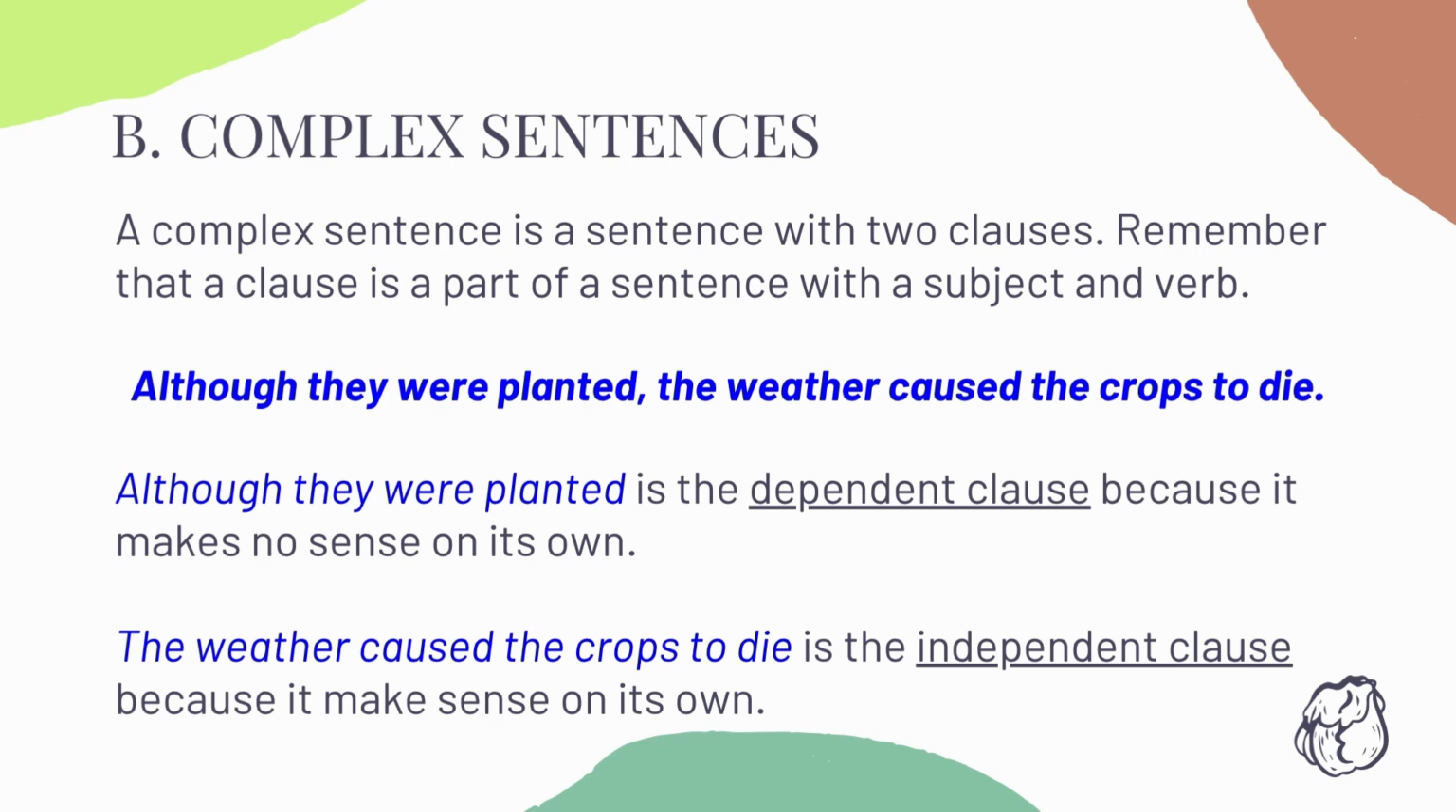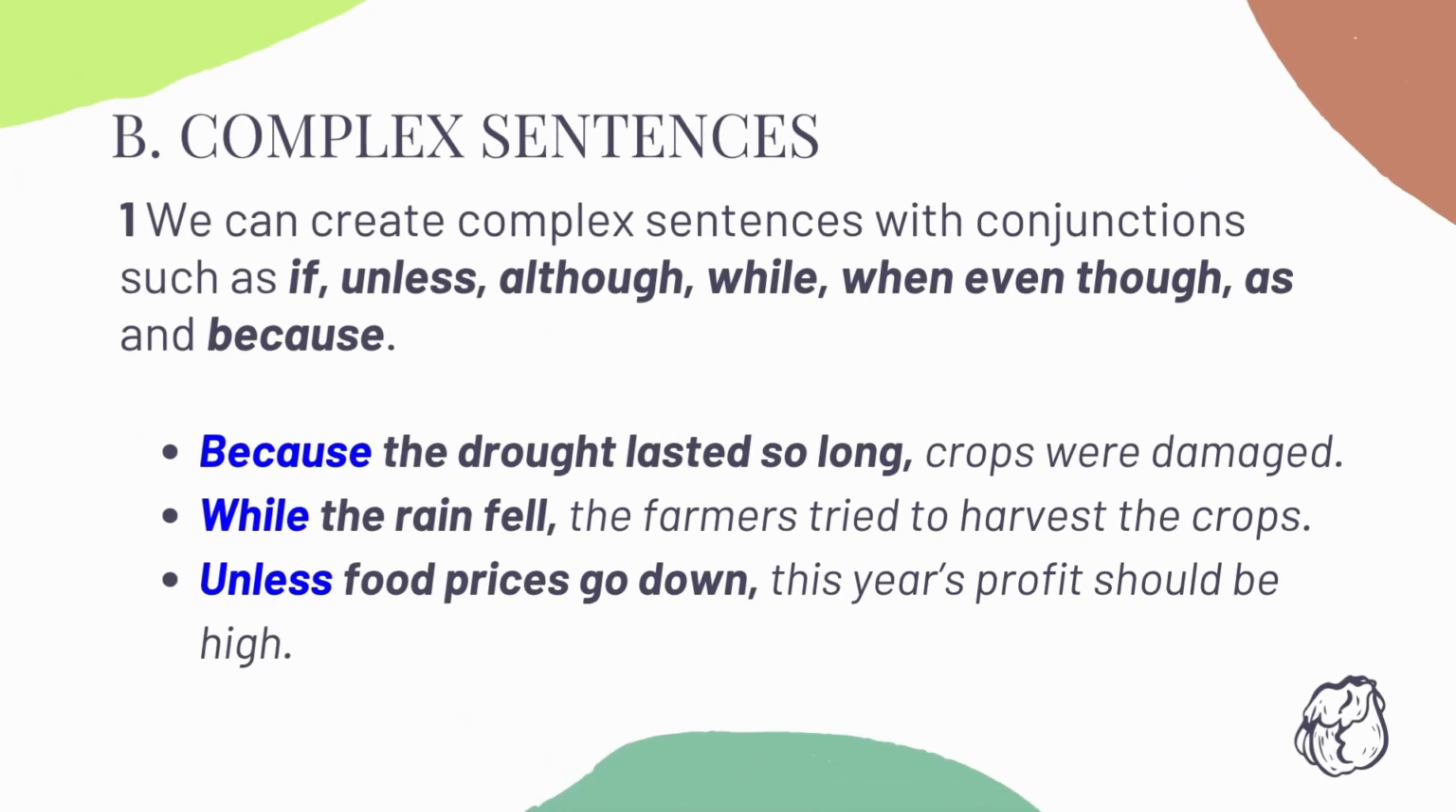Look at this example. Although they were planted, the weather caused the crops to die. Although they were planted is the dependent clause because it makes no sense on its own. The weather caused the crops to die is the independent clause because it makes sense on its own. We can create complex sentences with conjunctions such as if, unless, although, while, when, even though, as, and because.